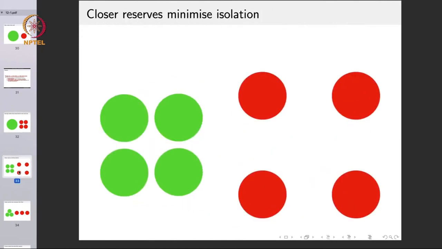But then if you cannot make one big one, if you only have the option of smaller ones, then go for those smaller reserves that are close together, because they minimize isolation. Because what happens is, if you have these reserves that are close by, the animals may go from one area to the next area. And in that case, it may be able to support at least some of those species that have higher home ranges. So closer reserves minimize isolation, so they should be preferred. Those reserves that are very far from each other should be less preferred.